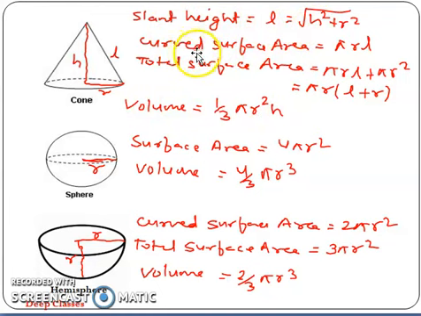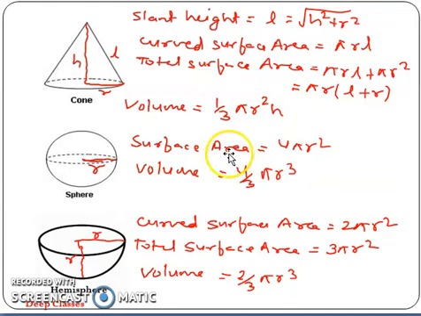The curved surface area of a cone is equal to pi RL, where L is the slant height. Total surface area includes the curved surface area as well as the base. So pi RL plus pi R square. We can take pi R common, so pi R(L plus R). Volume is 1/3 of the volume of the cylinder, so that's why it is 1 upon 3 pi R square H.